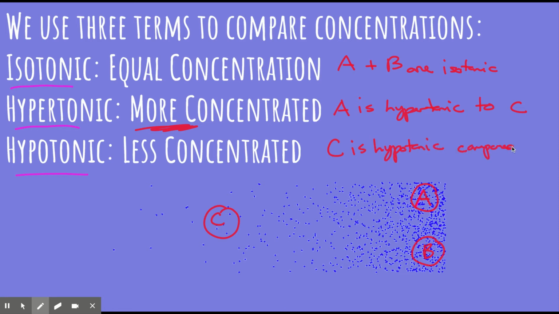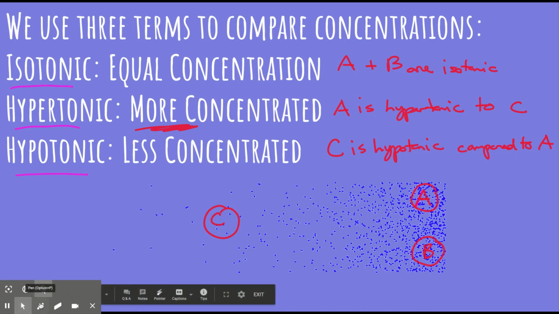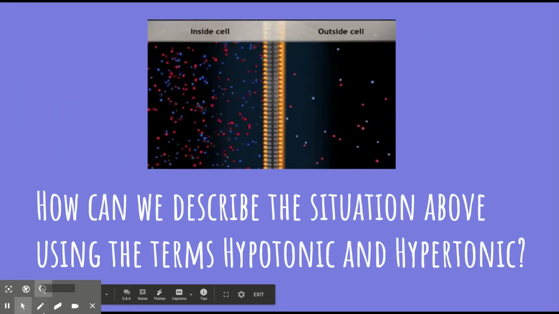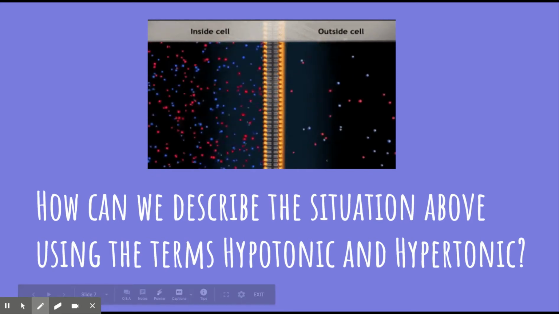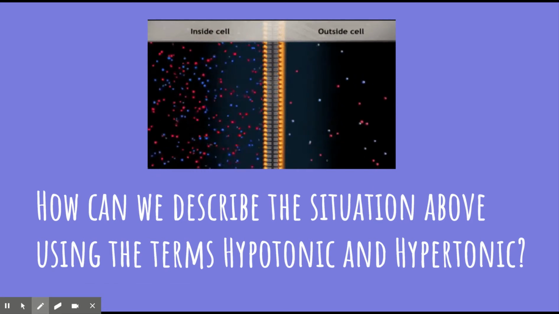When we use these words, hyper and hypo, we always have to do it in a comparison. You can't just say something is hypertonic, because hypertonic to what? So it is a comparison. We are going to use these to help us identify which way substances are going to flow. So, predicting movement. This is something that you're going to have to be able to do at the end of this lesson.